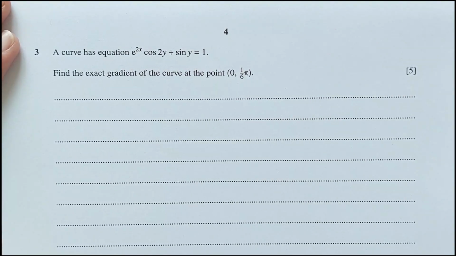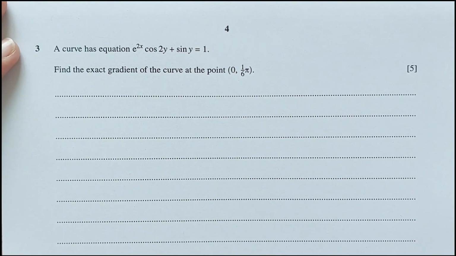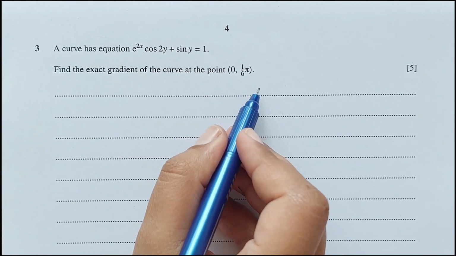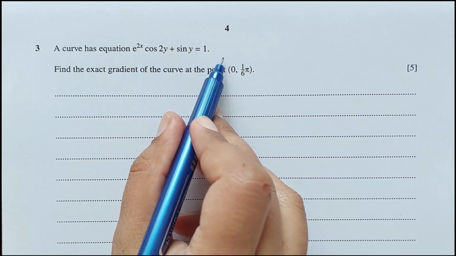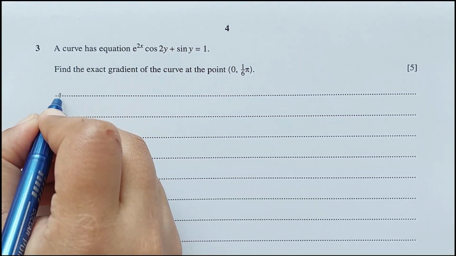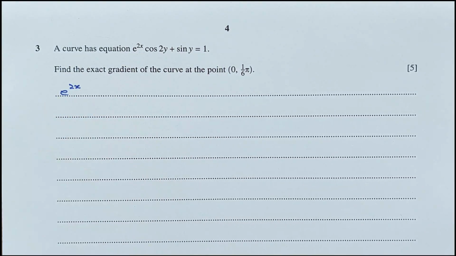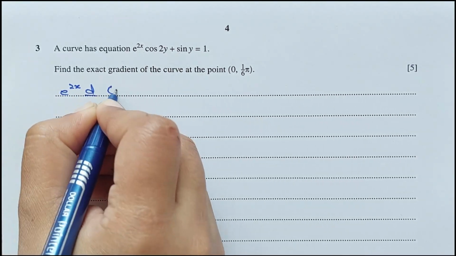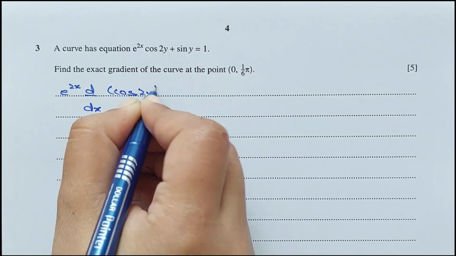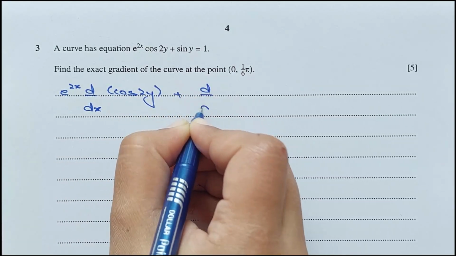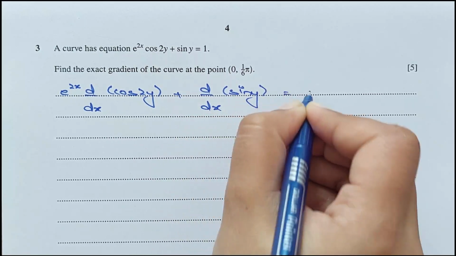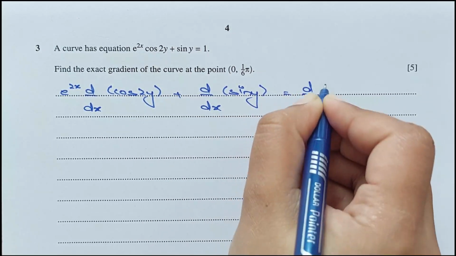Now question number 3. A curve has an equation like this. Find the exact gradient of the curve at the point (0, π/6). Okay, so we have to differentiate this using the product rule. The first function e^(2x) is as it is. The derivative d/dx of cos 2y plus d/dx of sin y equals d/dx of 1.